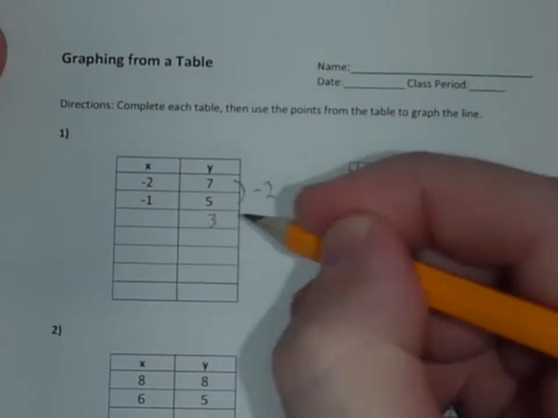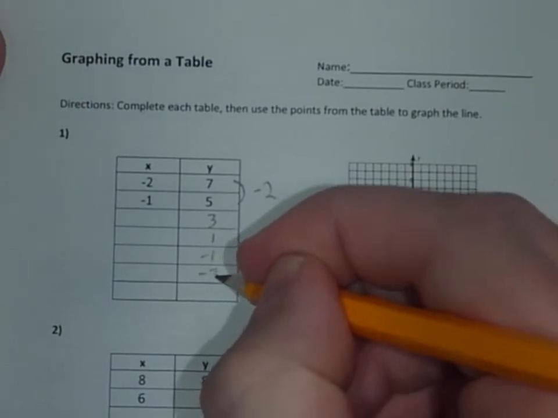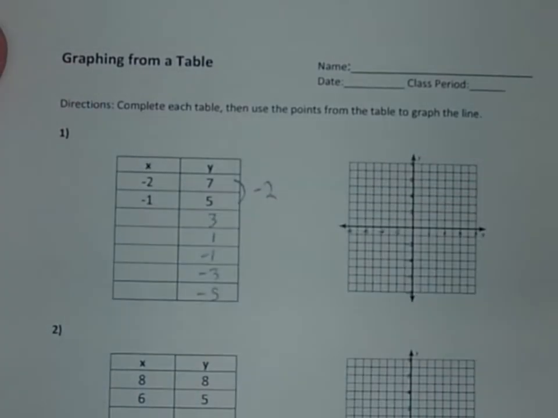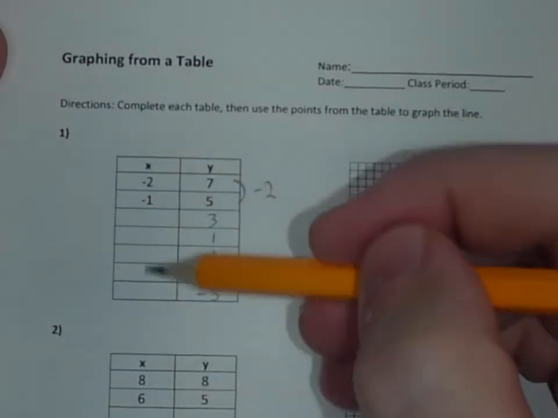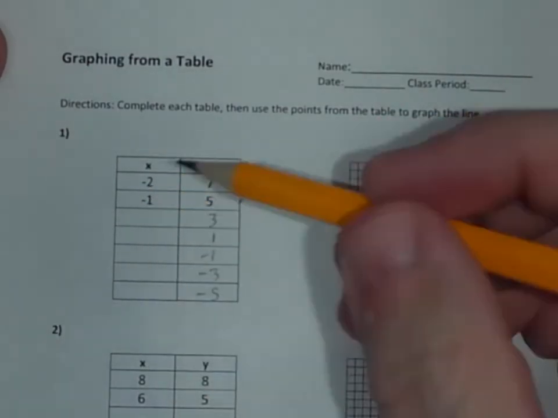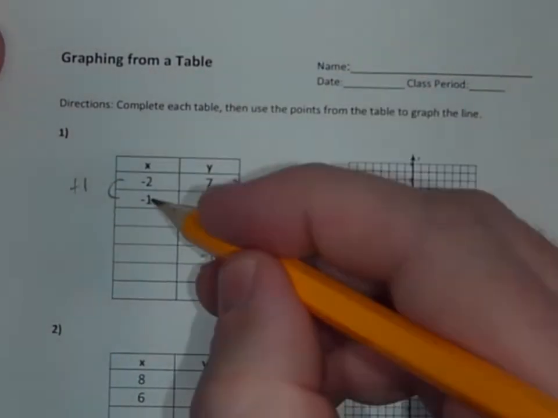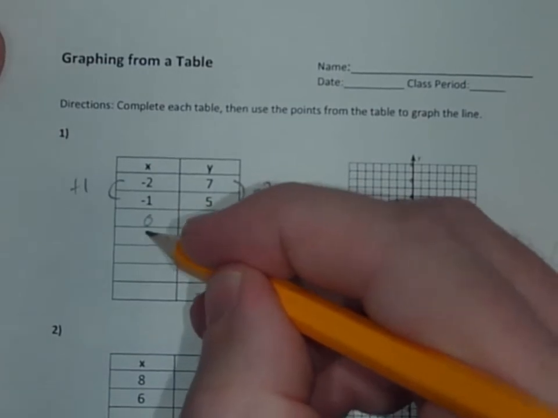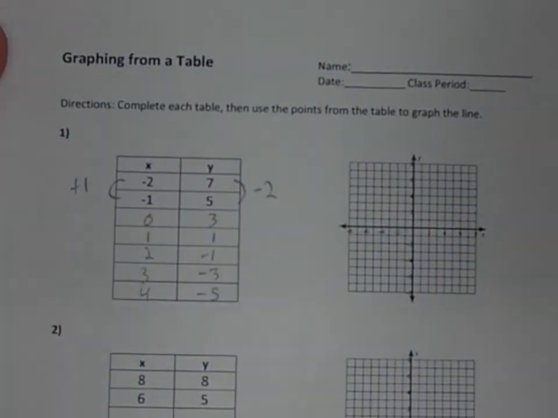So like the next number would be 3, and then it would be 1, then it'd be -1, then -3, then -5, and so on. Now the x values, on the other hand, are going up by 1, from -2 to -1. So it's adding 1 each time. So that one would go to 0 next, then 1, 2, 3, 4. Okay?